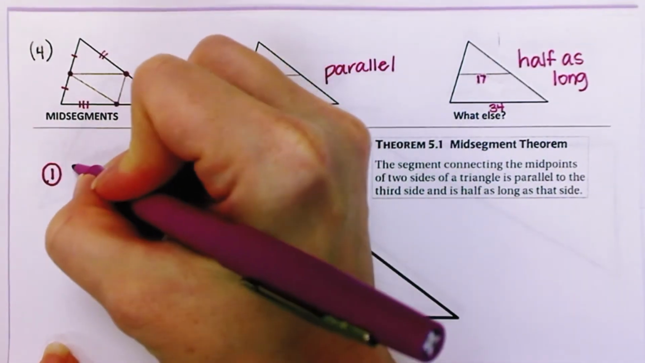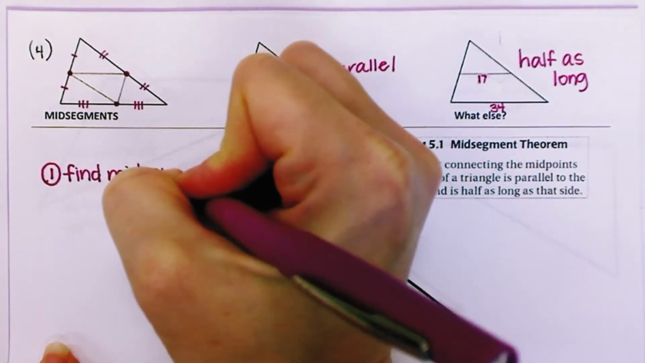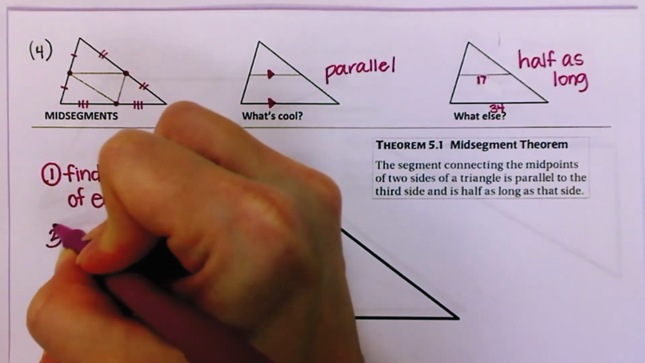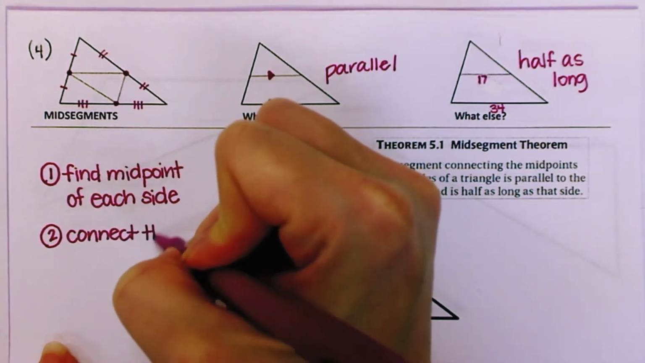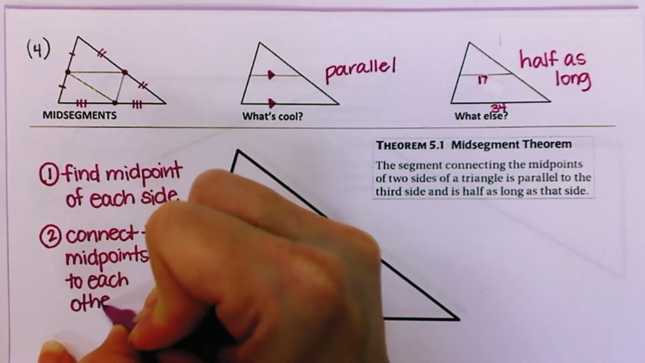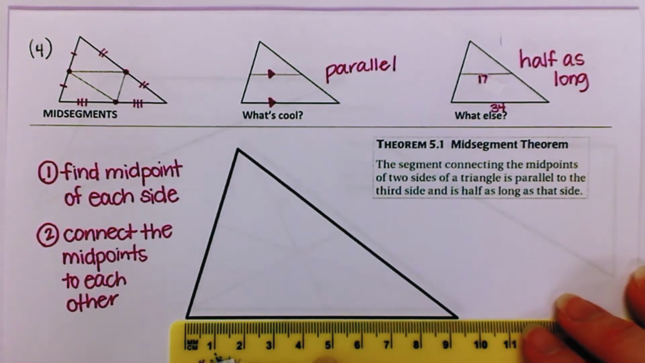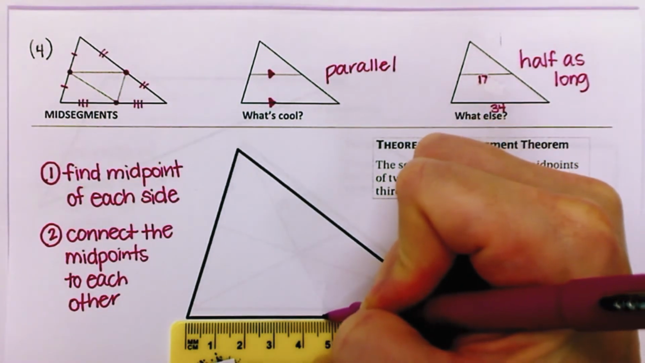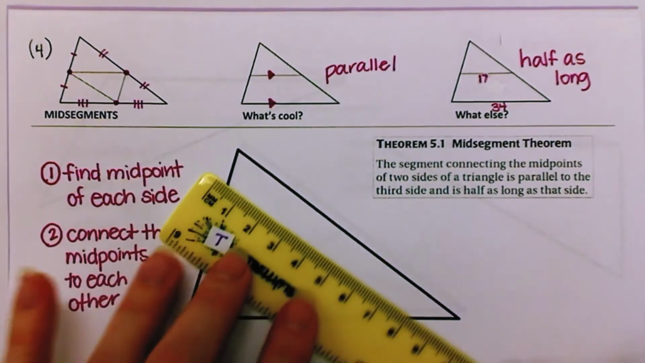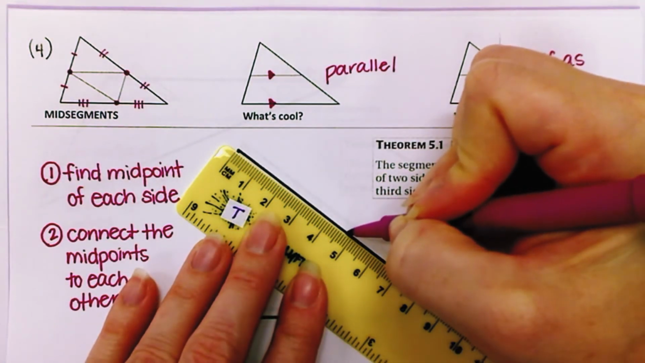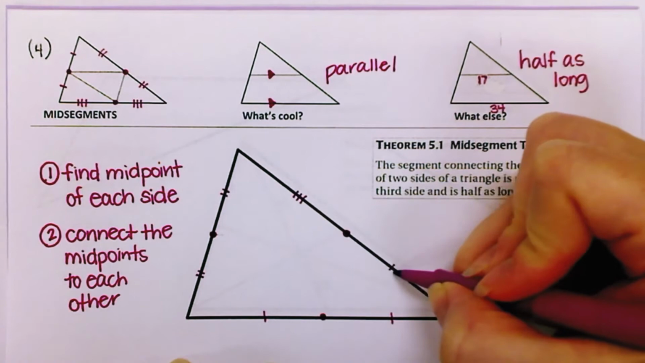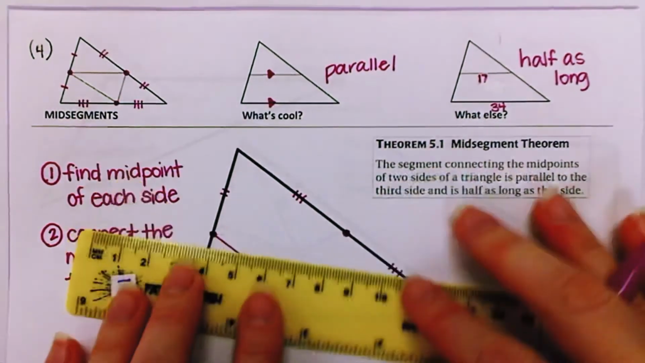How are we going to make our midsegments? Obviously, first we're going to find the midpoint of each side. And once you find all the midpoints, then you'll connect the midpoints to each other. Our tool for finding midpoints is the ruler. 9.4 centimeters divided by 2 is 4.7. Six divided by 2 is 3. And 9.6 divided by 2 is 4.8. And then we'll just connect those together.